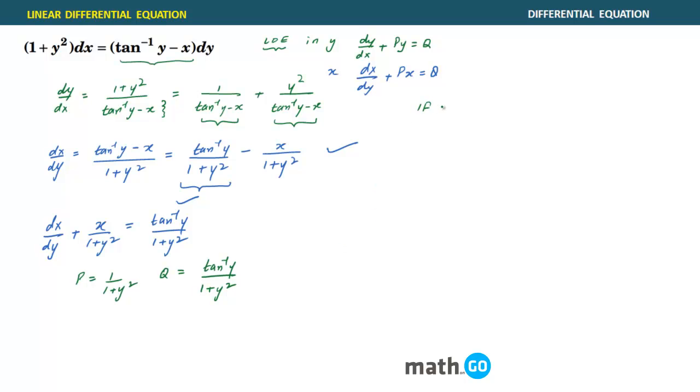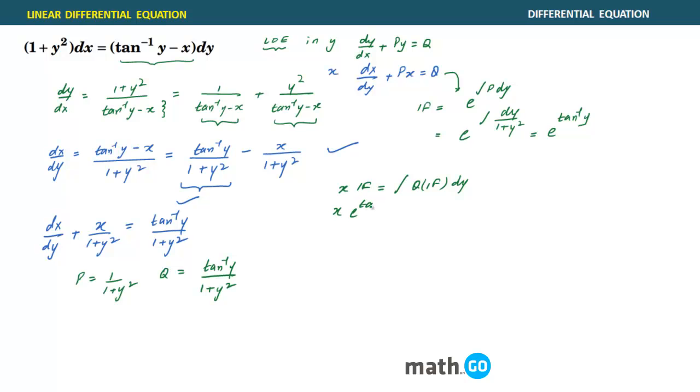And then obviously the integrating factor, since it is LD in terms of x, I'm again repeating, just do not make the error of putting dx here. It will be p dy. So it is the integral of dy by 1 plus y square, which is nothing but e raised to power tan inverse y. So we have got the integrating factor. So the answer is x into integrating factor equals the integral of q times integrating factor dy. So x into e raised to power tan inverse y is equal to, q is, yes, tan inverse.